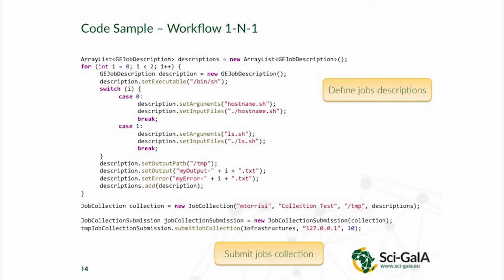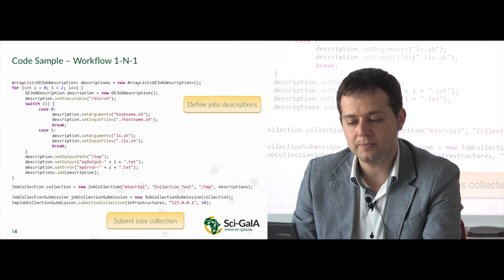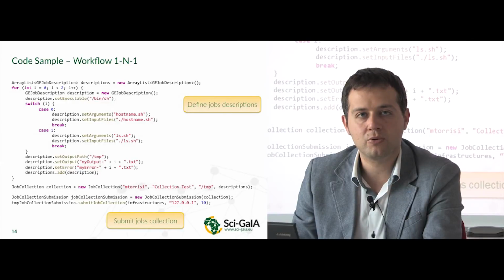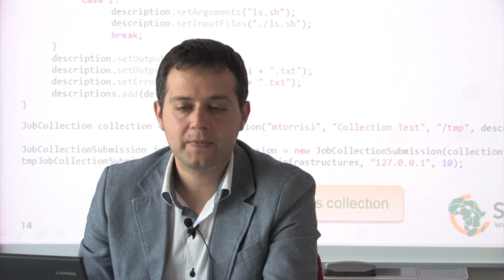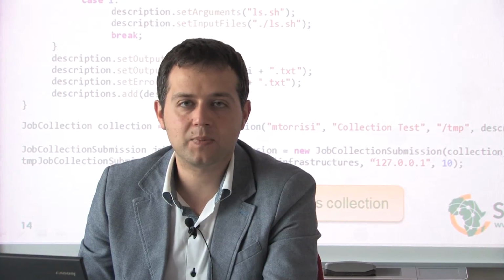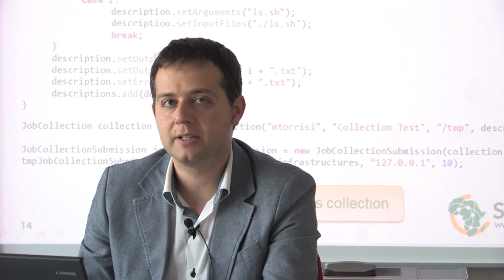And finally, I create the job collection object, specifying the descriptions we just defined. We can call on this object the job collection submission method that is responsible for submitting the job collection towards the DCI. So, as you can see, with a very small number of code lines, you can successfully exploit distributed computing infrastructure resources.